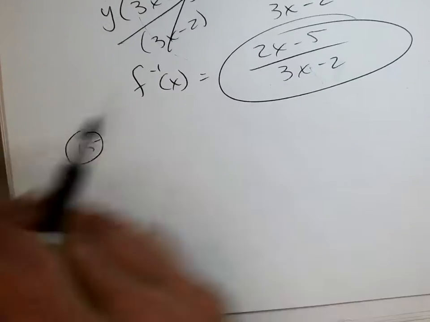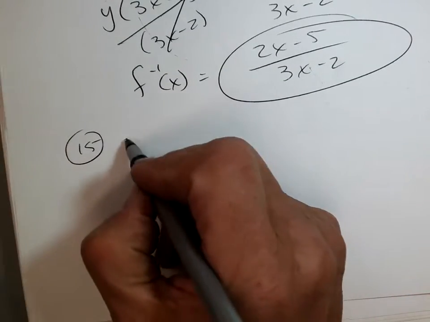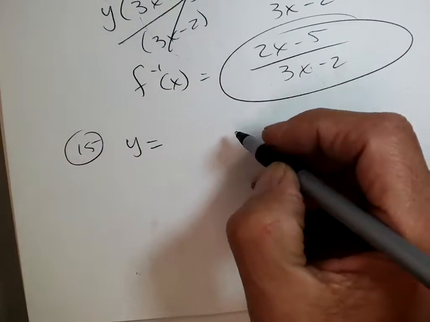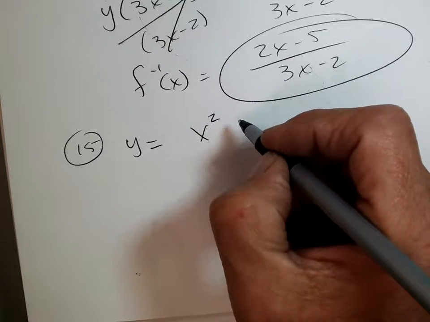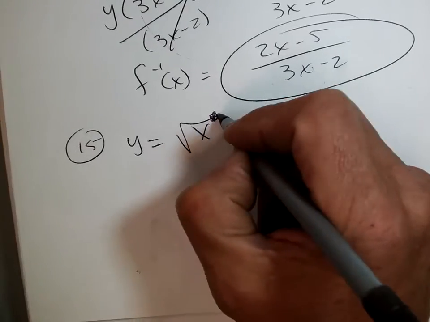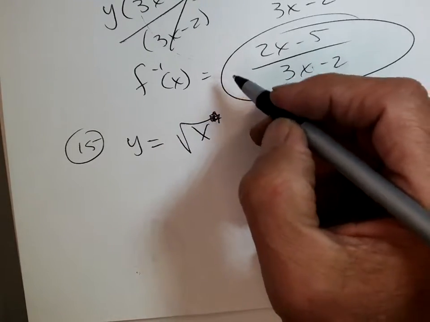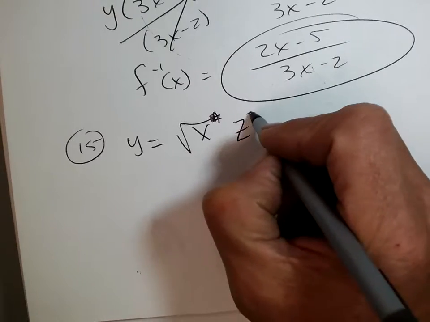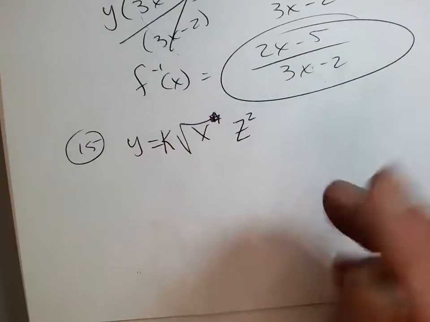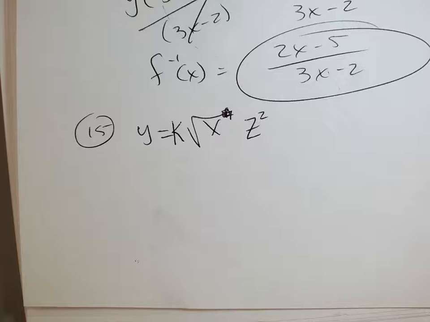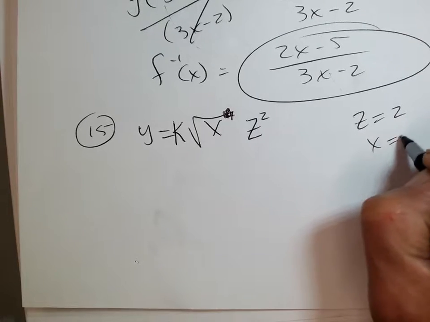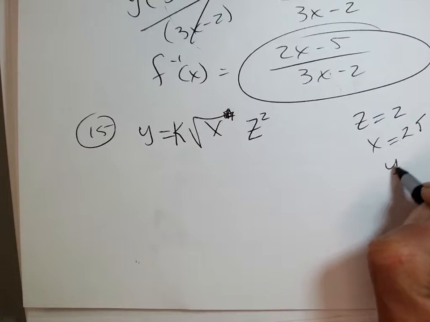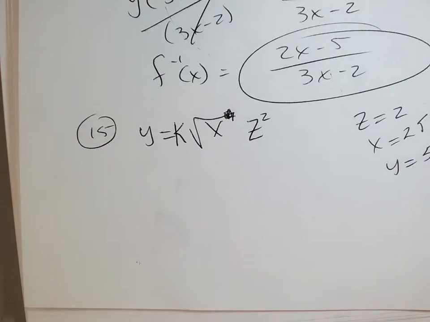We'll do 15. Okay, so find the equation if y varies jointly as the square root of x and the square of z. I'm going to put a k right here, and we've got to find k, right? When z is 2, x is 25, and y is 5. Okay, we can do this.